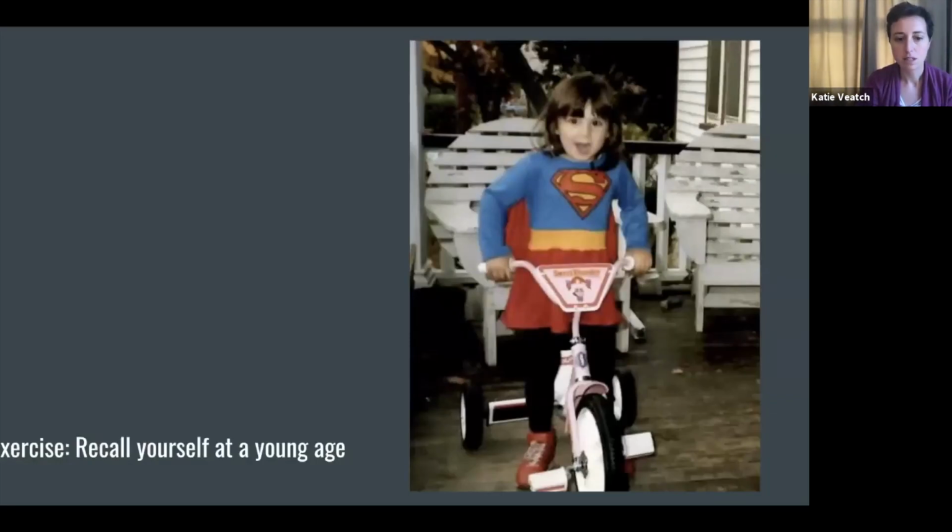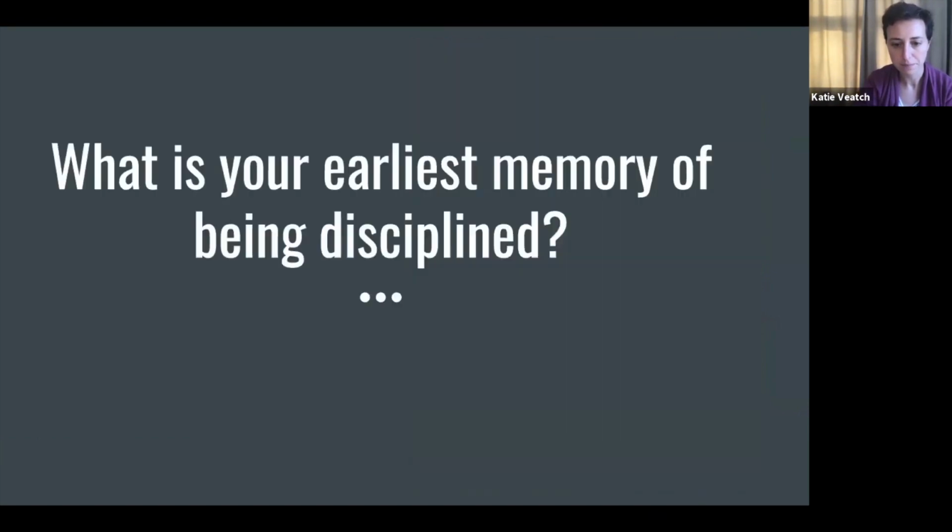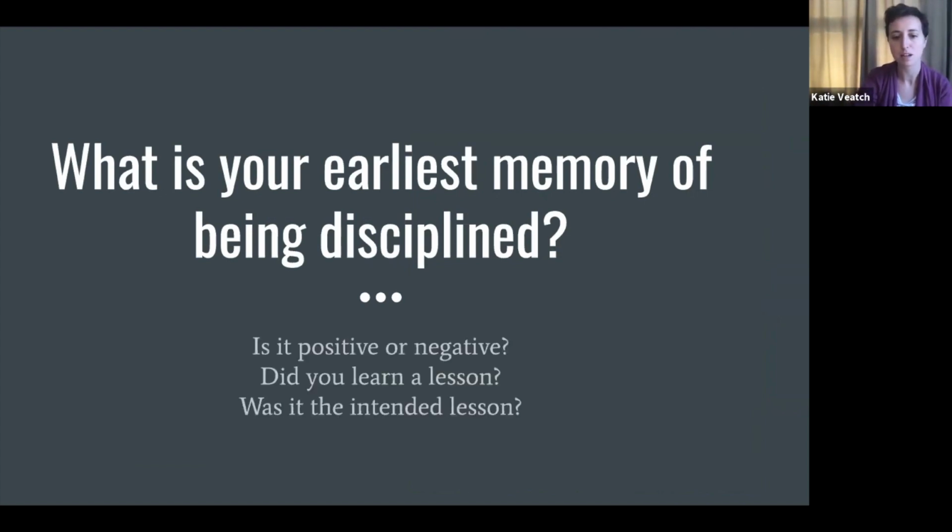Okay. So the first thing I want us to do as we move into this section is go back into the old memory bank and think about yourself at a young age. You ready? You got a picture in there? Okay. What is your earliest memory of being disciplined? Think through this for a minute. Okay. Is it positive or is it negative? Did you learn a lesson from that discipline, and was it the intended lesson?